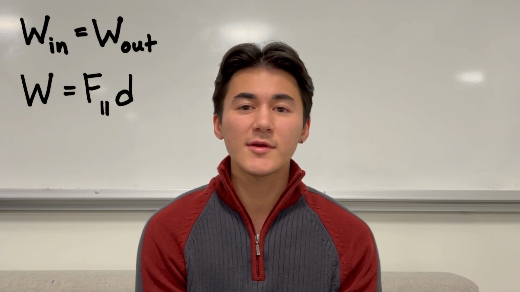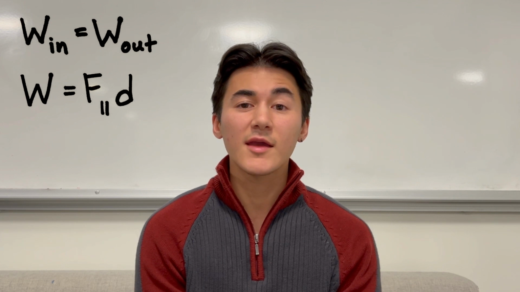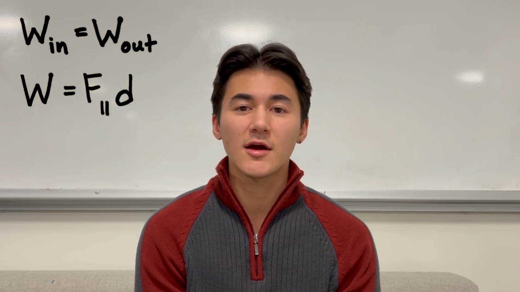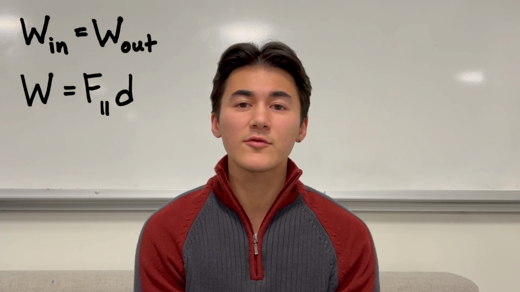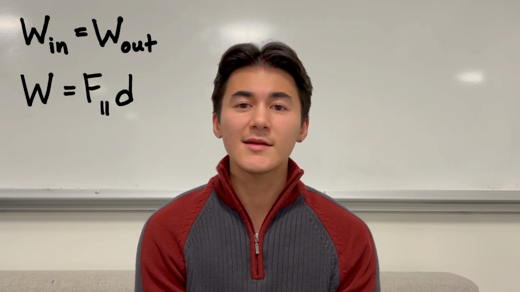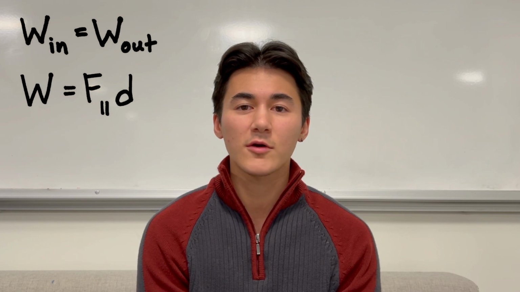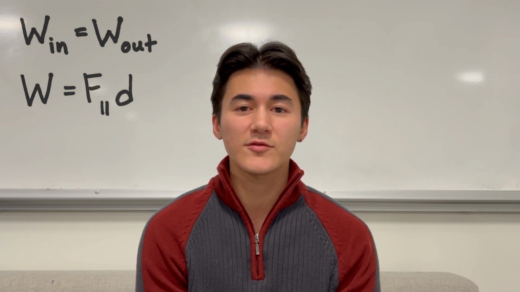If you do a unit analysis of this equation, you'll find that the units for work are joules. This makes sense because work is a measure of the change in energy of an object. In the equation shown on the screen, you'll notice there is a subscript on the F. This subscript indicates that the only component of force that contributes to the work done on an object is the force parallel to the object's direction of motion.